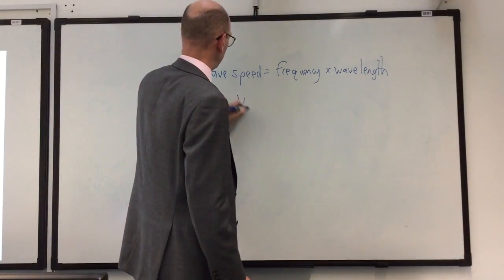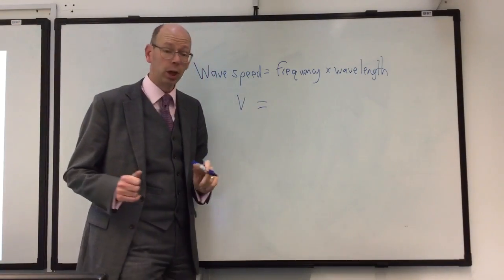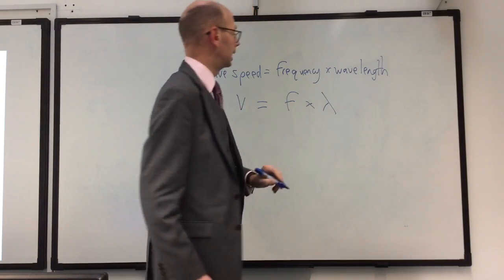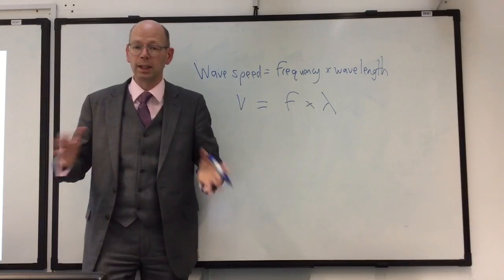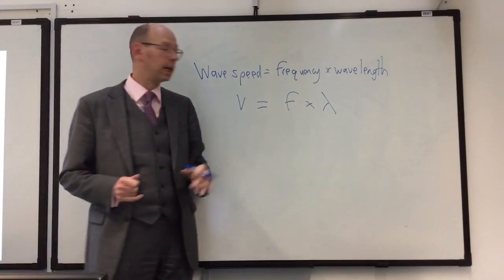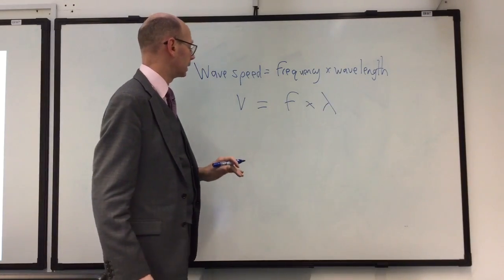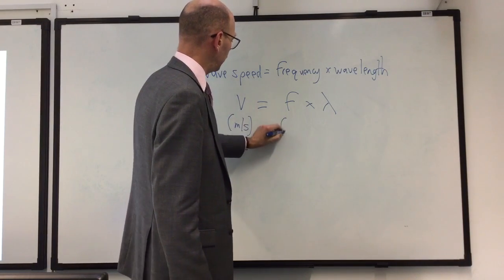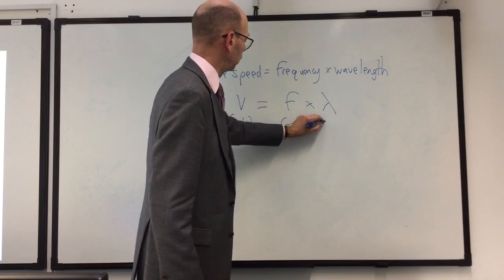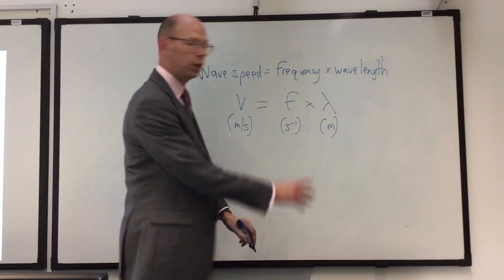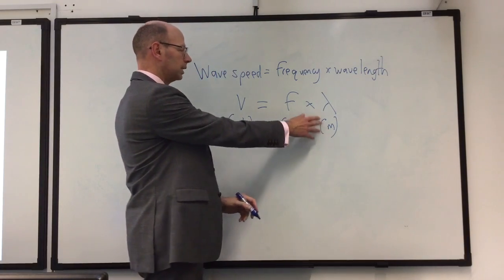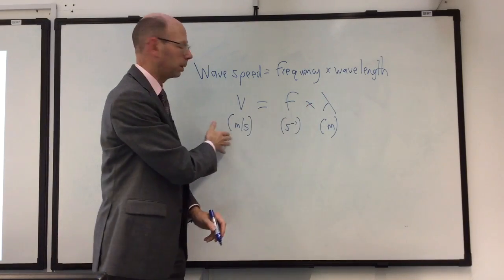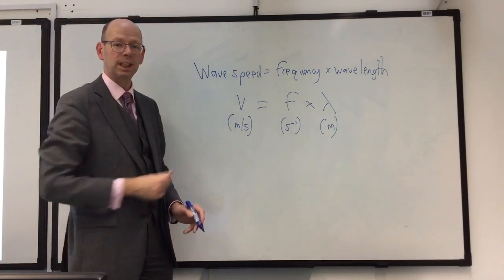We use the symbol V for wave speed or velocity, F for frequency, and the one that's a bit odd is lambda. Think about length beginning with L, lambda begins with L, lambda for wavelength. In terms of units, that's meters per second, hertz or seconds to the power minus 1, and meters. And you can sort of see why it works, because if the wave is measured in meters and this is per second and we multiply it together, we get meters per second.